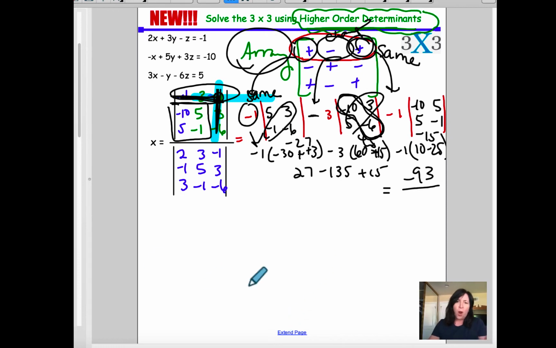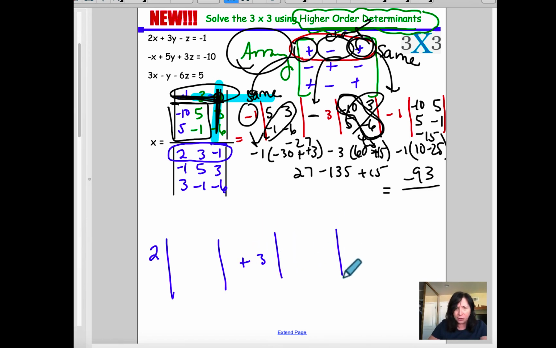Now let's find the y, or the denominator. Just keep in mind that this will go a lot faster once you get better at this, and note that the denominators are all the same. So we don't have to do that again. So for this denominator, I'm going to, again, expand the top row just for this one, and the other ones I'm not going to. So I'm going to expand that top row, right? That'll be 2 times a determinant plus 3 times a determinant minus 1 times a determinant.